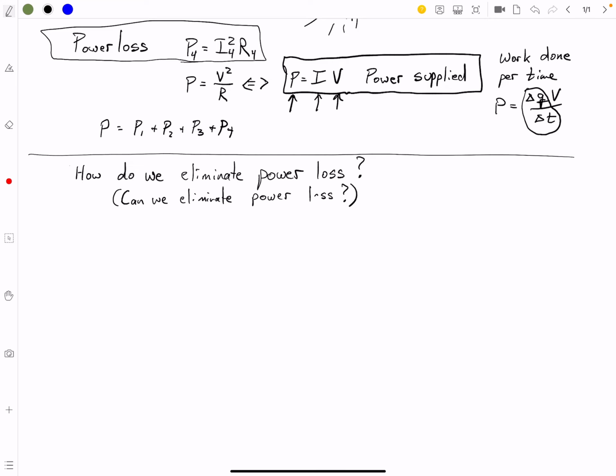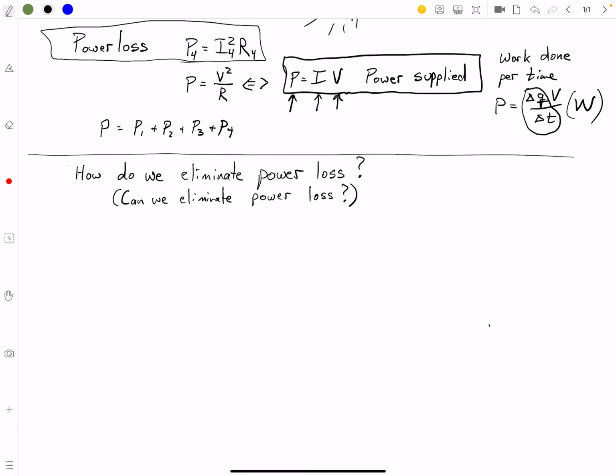So we're back, and we were talking about power loss and power supplied. Power is energy divided by time, so it's in watts. Okay, that's our unit. Can we eliminate power loss? And if so, how do we eliminate power loss? These inquiring minds want to know.